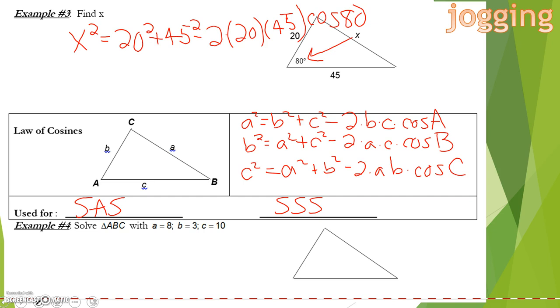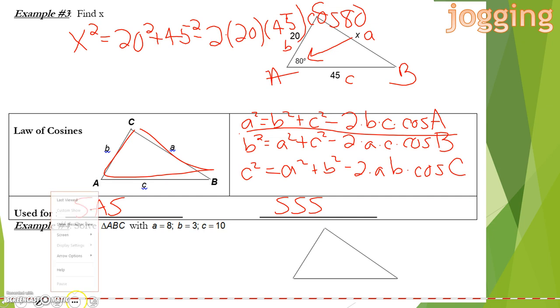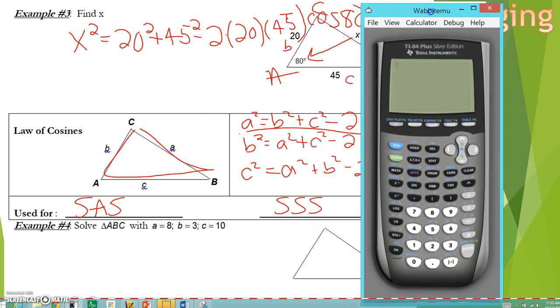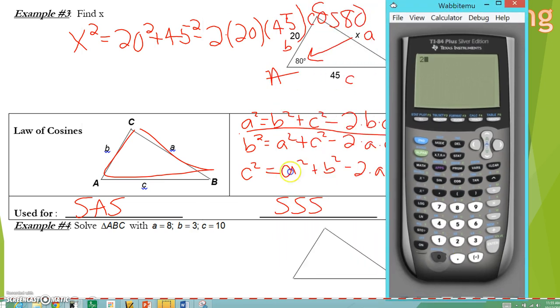And all we did is we were following this formula. If you would just plug in, I'm just going to use this right here, A, B, C, angle A, B, C. So we just fill it in to that formula, and that's how I got that. So then I go to my calculator, and I'm just going to plug that all in. So I do 20 squared plus 45 squared minus 2 times 20 times 45, and then cosine of 80.